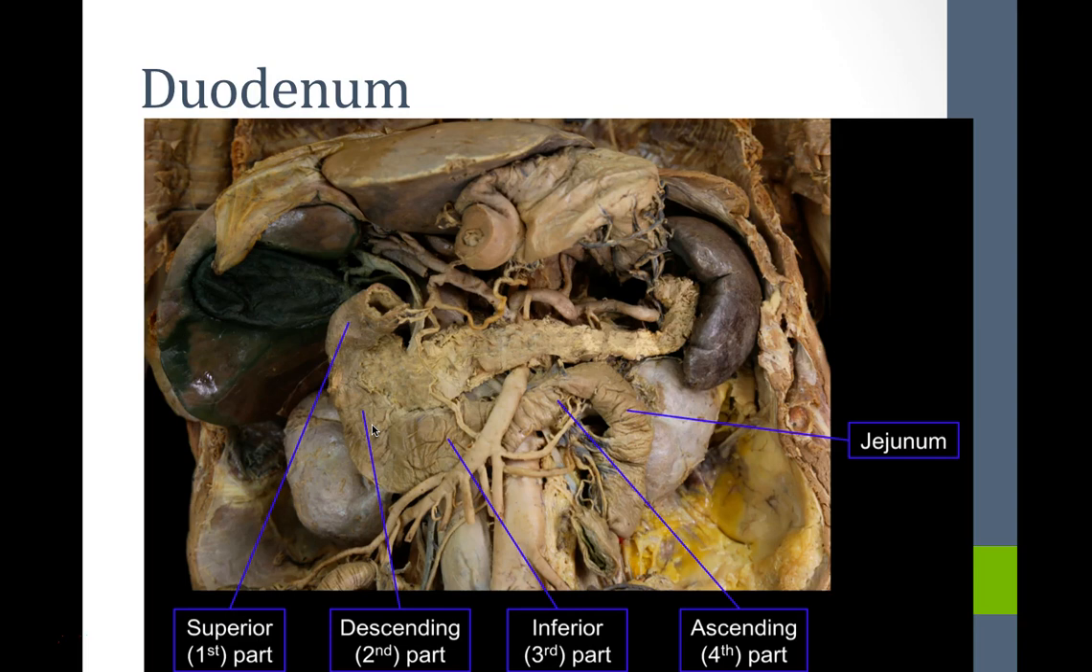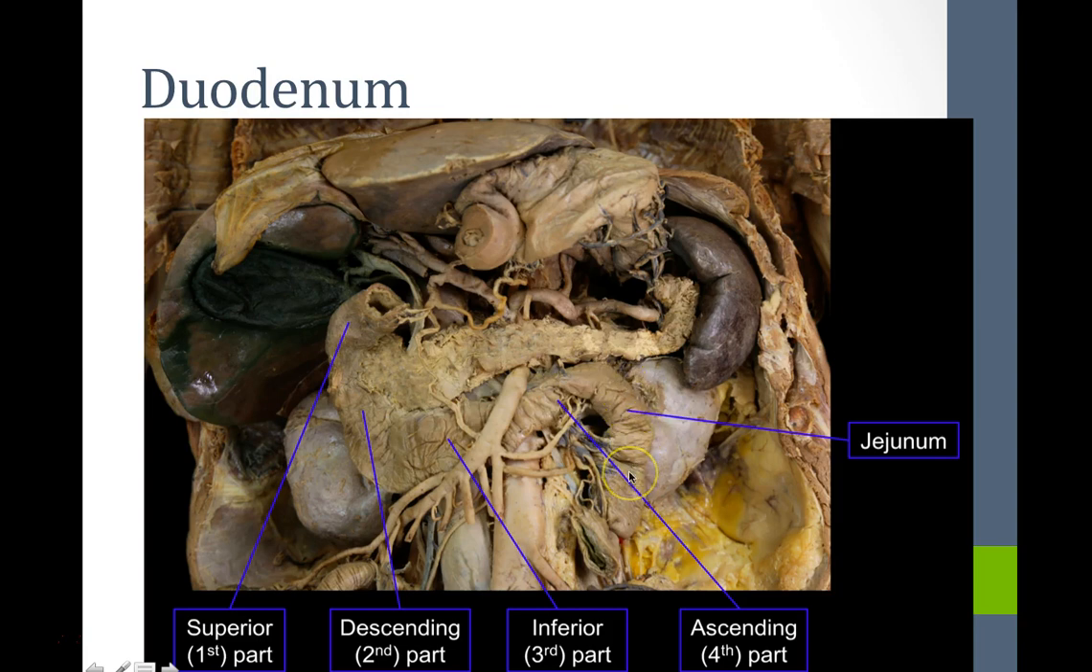So what does this look like in a cadaver? Here's my stomach over here, and this would be that pyloric sphincter that was cut, and here's the first part of the duodenum, or the superior part. We're moving down here. There's our descending part, the horizontal part, and then our ascending part, moving a little bit up. And of course, this would be the head of the pancreas here that the duodenum is cradling, and beyond this ascending part, this would be the jejunum.